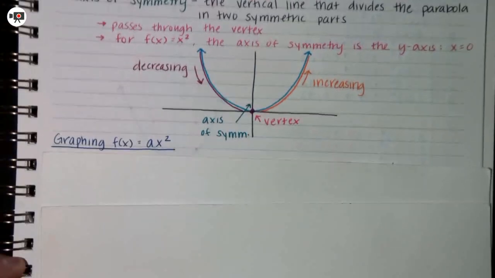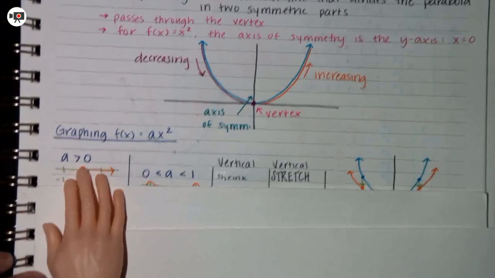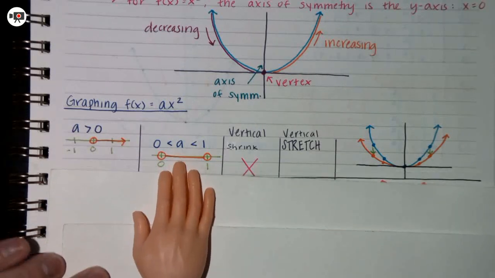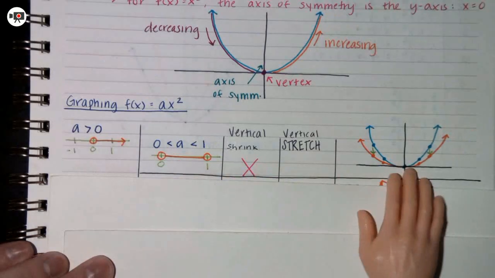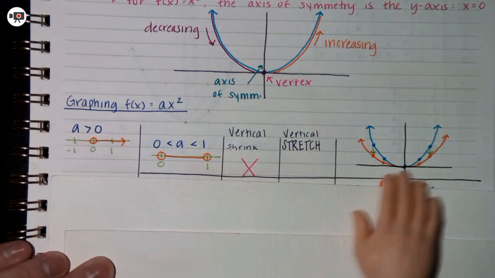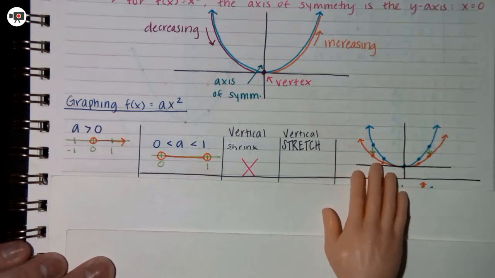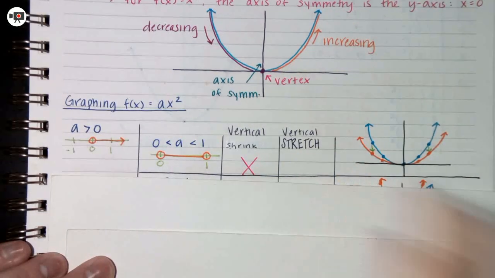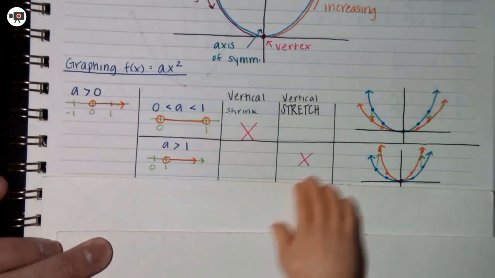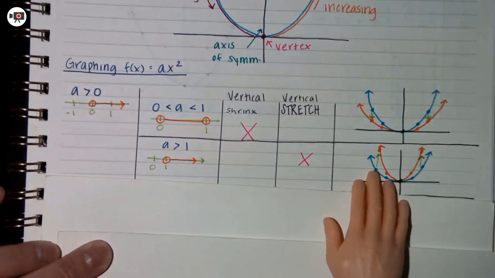If we graph f of x equals ax squared, we have a few things. If a is positive, so a is greater than 0, and it is less than 1, this is a vertical shrink. The parent function is this blue one, and the vertical shrink would be this orange one. So for these same x values, it just gets shorter. It looks like it's wider as well, but it gets shorter. If a is greater than 1, this will be a vertical stretch. So to go from the blue to the orange, those x values get taller.